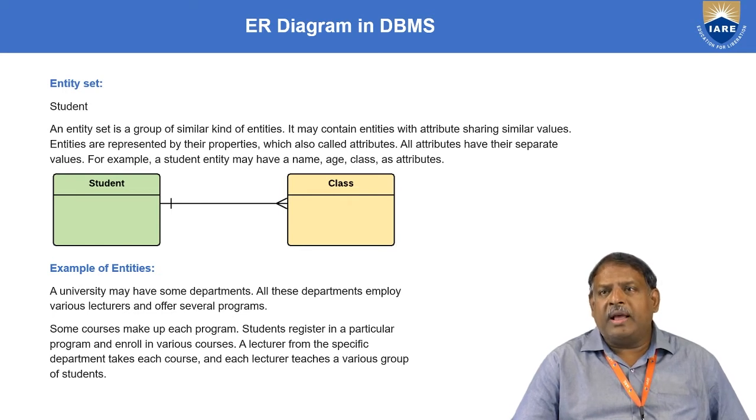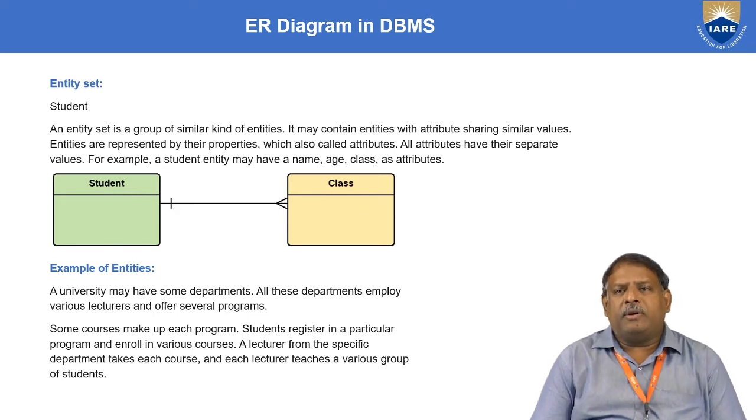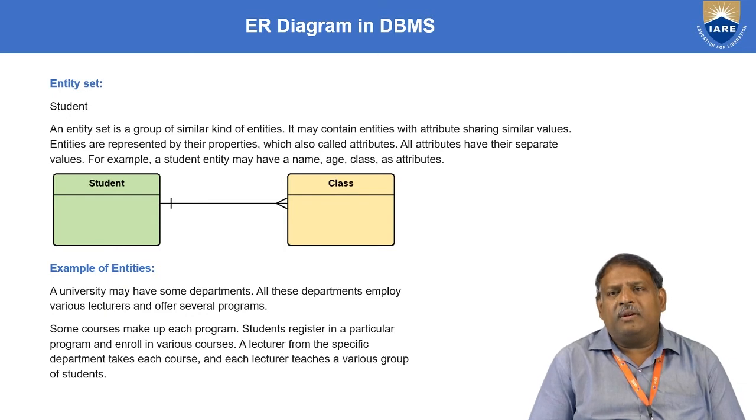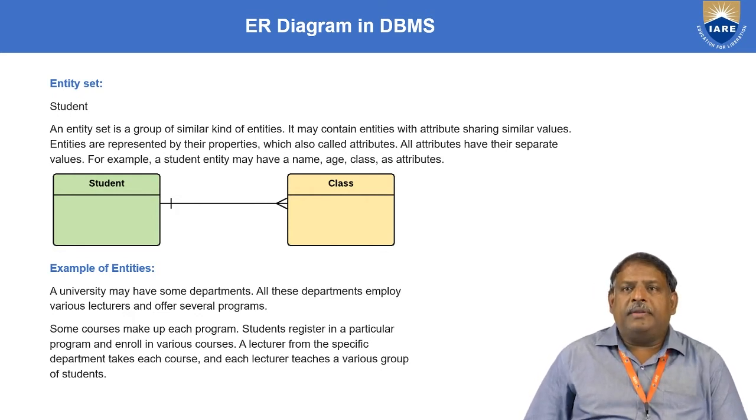For example, the class will have attributes. The class strength is one attribute. Class course is one. Okay, class professor, class lecturer, all these are attributes. Then an example of an entity is that a university may have several departments. All these departments employ various lecturers and offer several programs. Some courses make up each program. Okay, a student registers in a particular program and enrolls in various courses. A lecturer from the specific department takes each course, and each lecturer teaches various groups of students. Okay, this is an entity set.